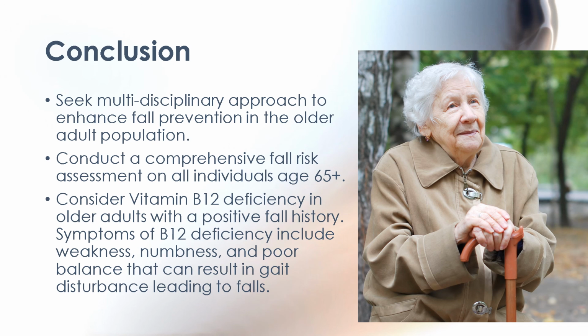In conclusion, it is best to seek a multidisciplinary approach to enhance fall prevention in the older adult population, such as consulting with a physical therapist or occupational therapist. Furthermore, conducting a comprehensive fall risk assessment on all individuals age 65 or older will decrease the incidence of falls. And additionally, consider the evaluation of a B12 in older adults with a positive fall history, as symptoms of B12 deficiency include weakness, numbness, and poor balance that can result in gait disturbance leading to falls.